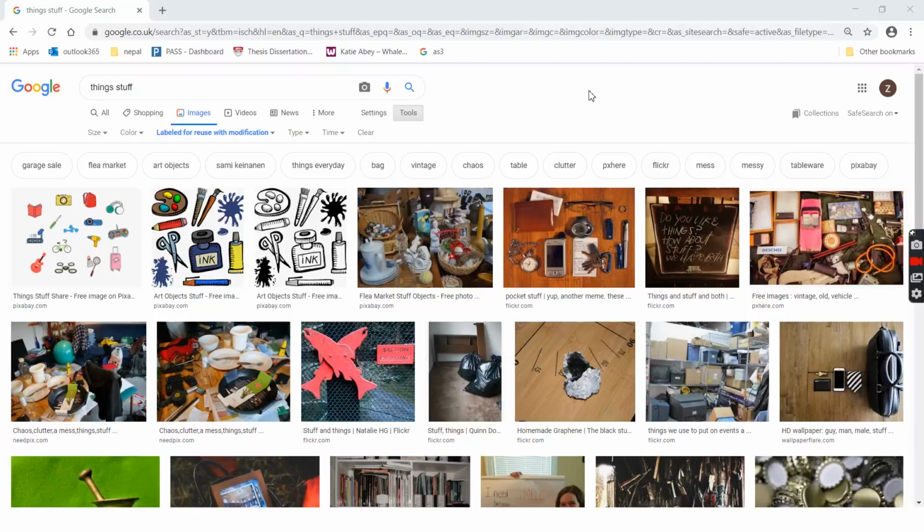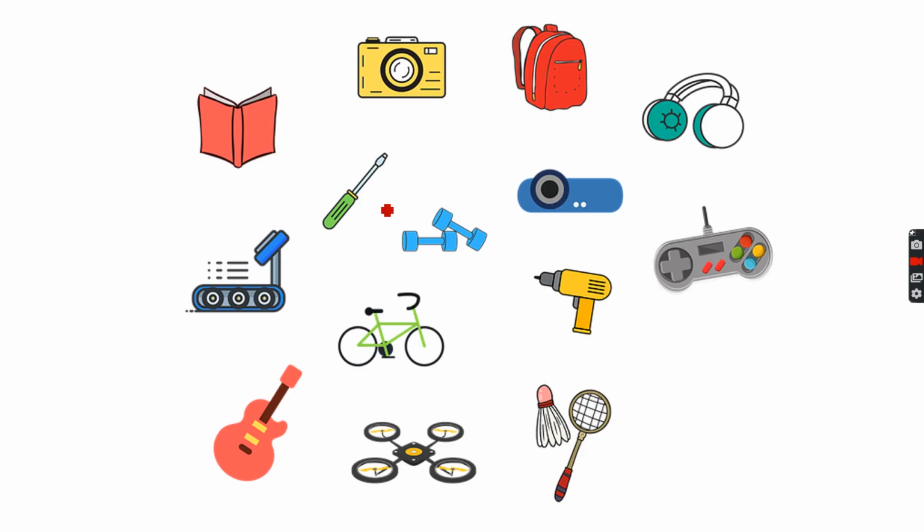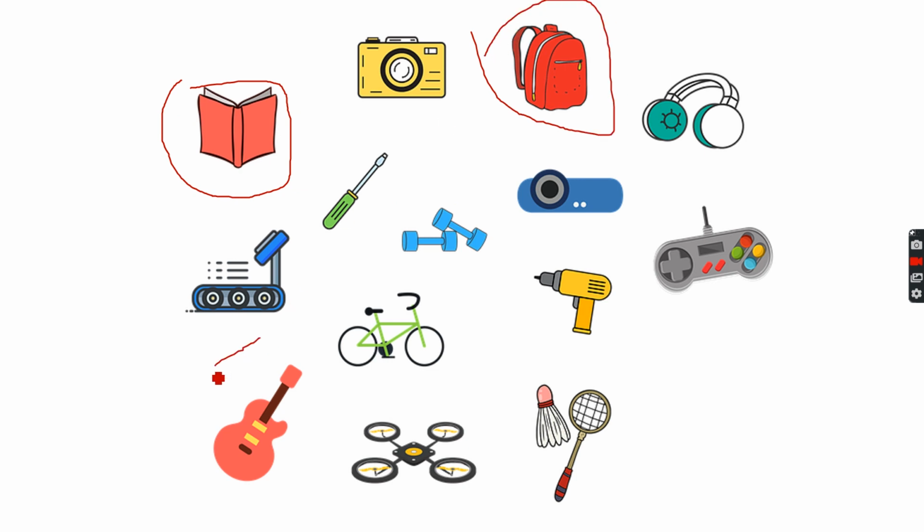Probability? Probability is everywhere. So look, I put "things stuff" into Google, and the first hit is this "things and stuff." So let's look at that. Okay, in this things and stuff, that's a red thing. That's a red thing. That's a red thing. So there's 3 red things, okay?